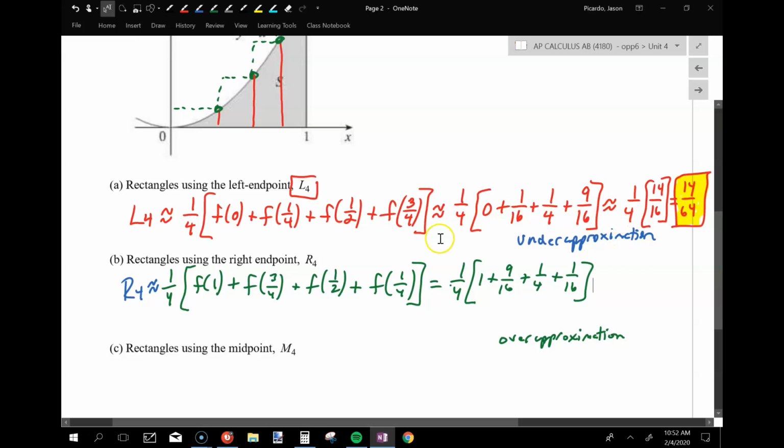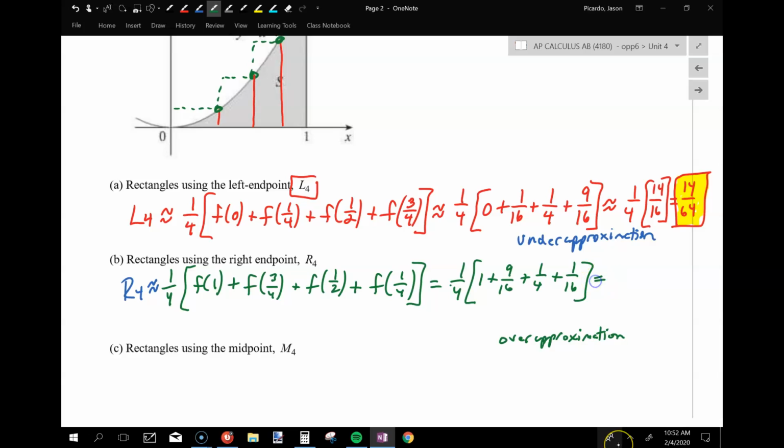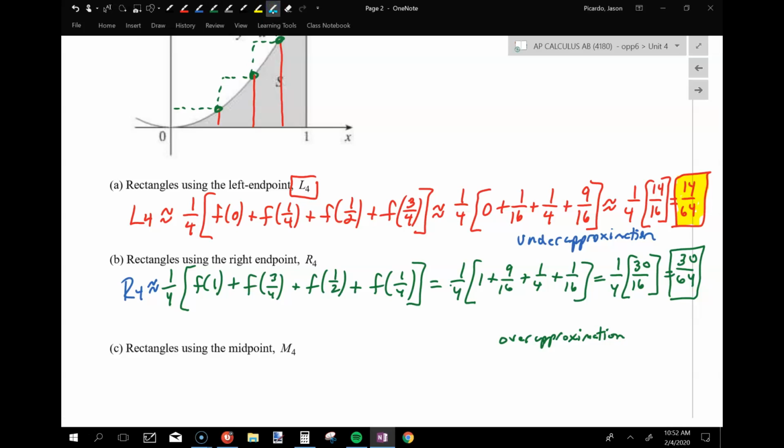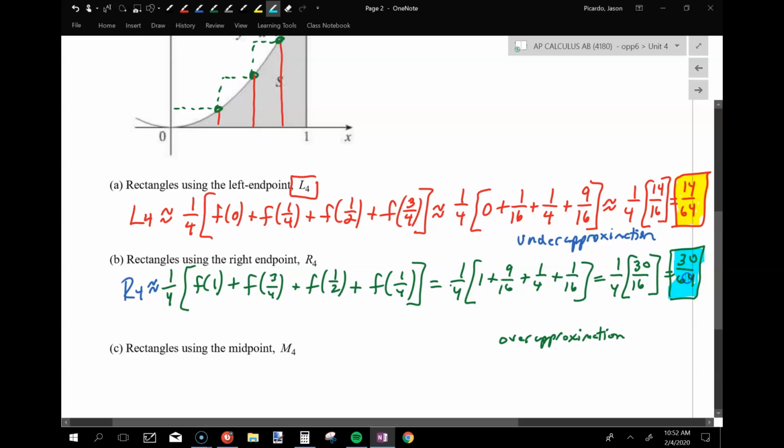I just worked backwards on this. Add all that together, and you're going to get 30 over 64. Okay, well, I'm at least relatively confident because this number is bigger than that number, so that's at least kind of good, right?